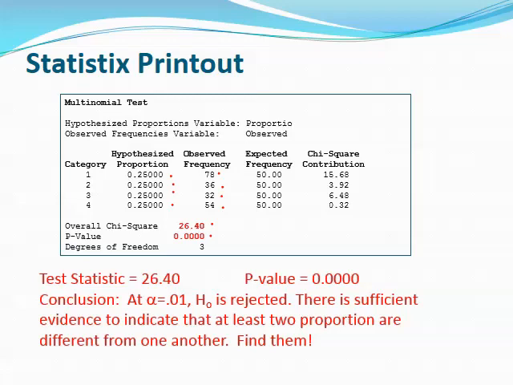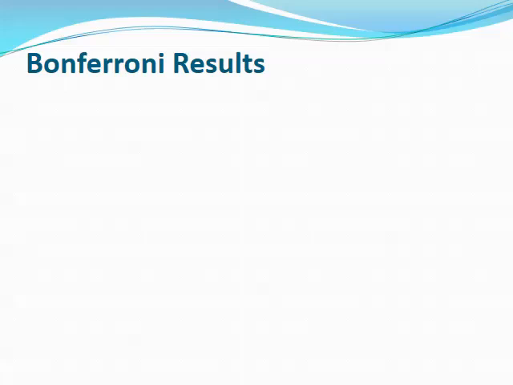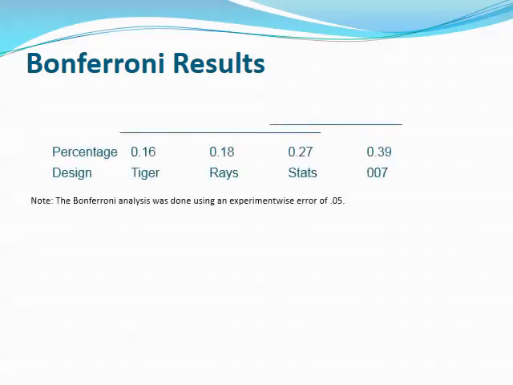Now, the downside is the statistics software that I'm using doesn't allow us to dig a little deeper and find these results. It doesn't allow us to do the Bonferroni multiple comparisons on the computer, at least not in statistics, and so I had to generate them on my own. And so here's what I got for you. I'll give you the results this way.